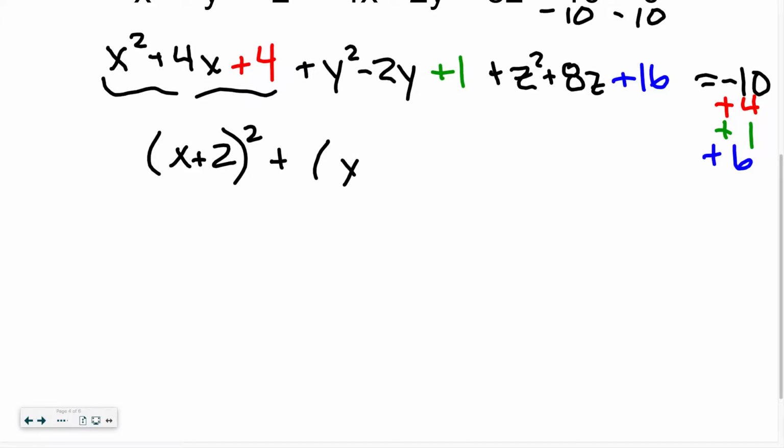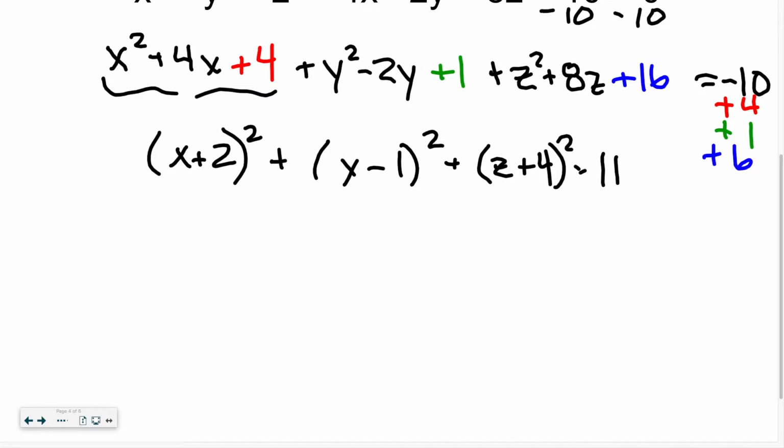Plus y, watch your sign here, since it's minus 2y, it's going to be (y − 1) squared plus (z + 4) squared, and then add up all these things, it should equal 11. Good way for you to kind of check things.